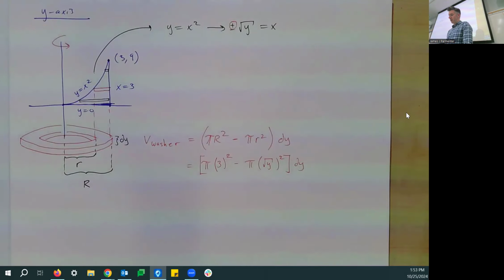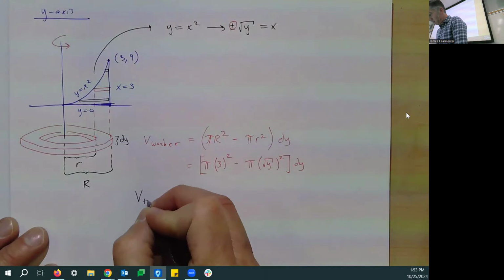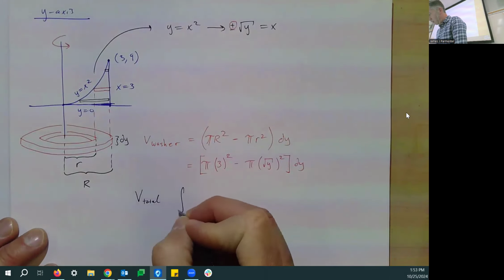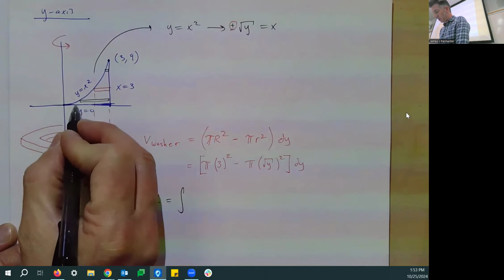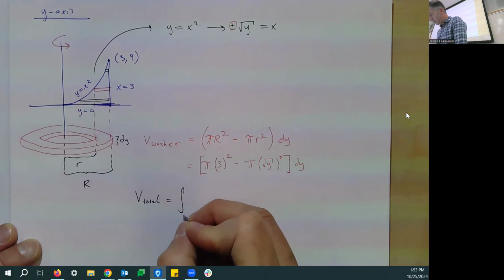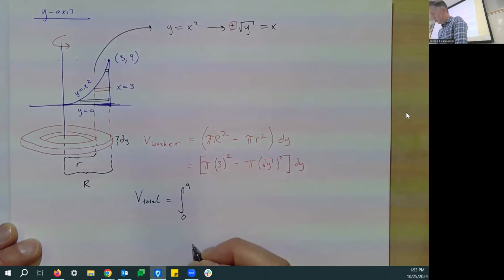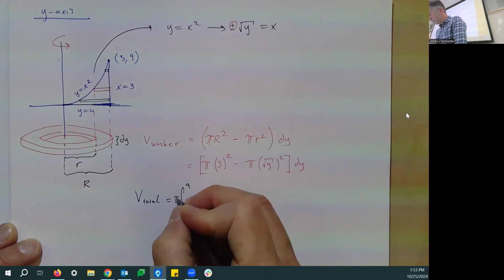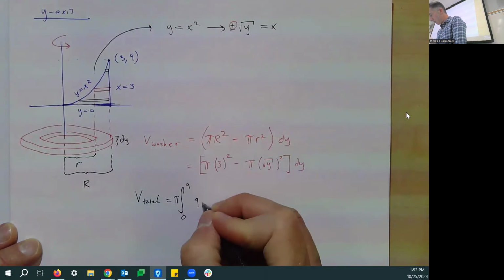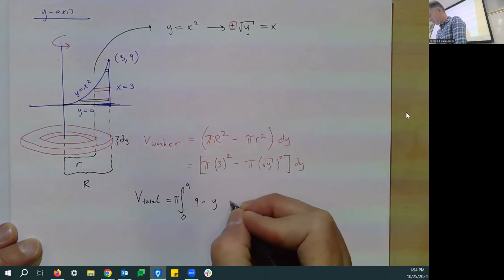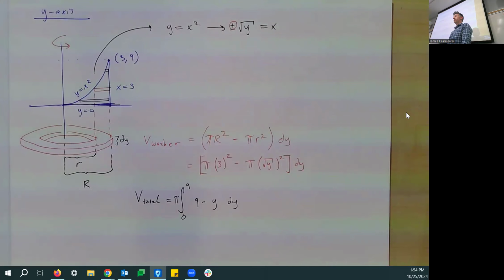And then we're going to find the total volume by taking the integral from as low as my strips can go, which is y equals 0, to as high as my strips can go, which is y equals 9. Factor out the pi. You've got 3 squared minus the square root of y squared, which is not too terrible. As far as integrating this, it's pretty straightforward.